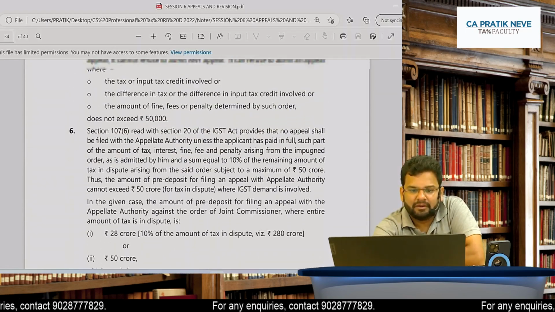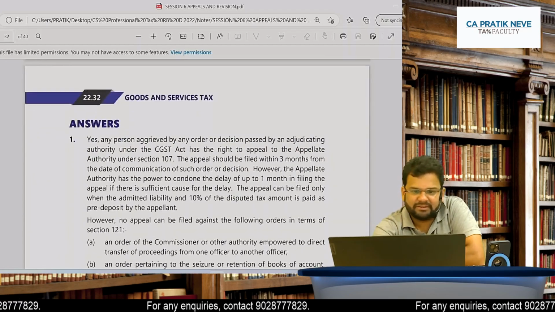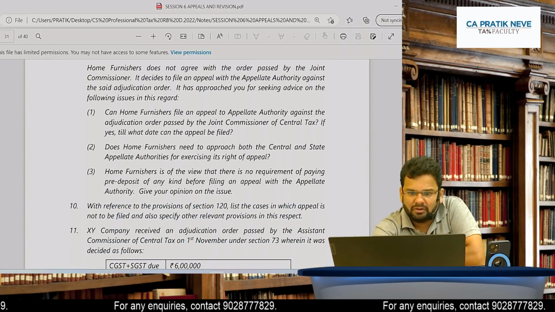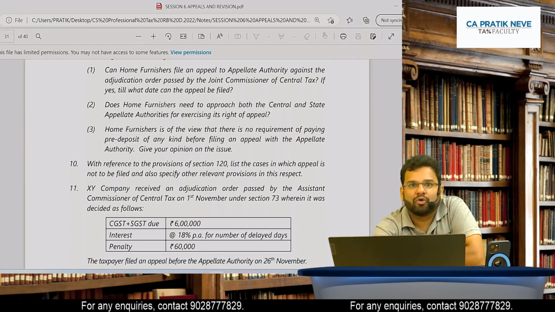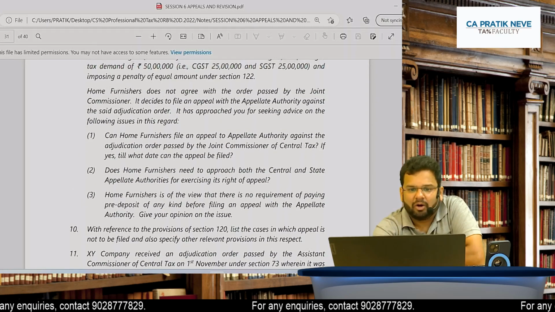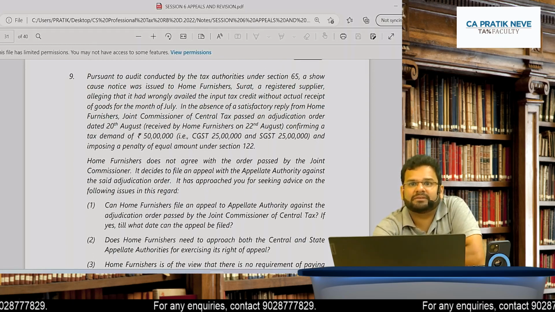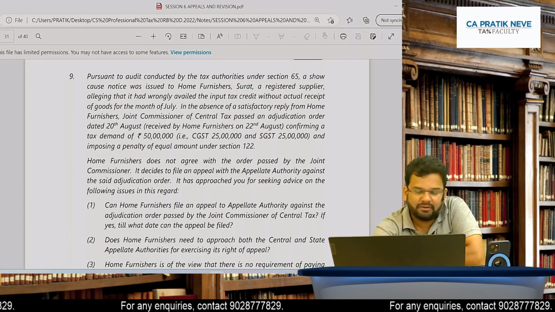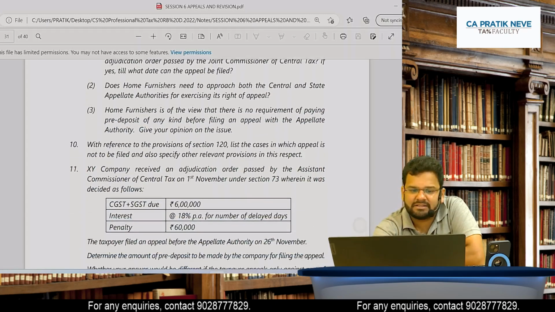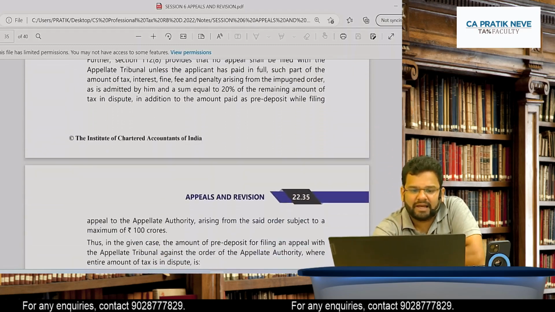Check. What is the third question they're asking you? No prizes for guessing. The third question will be about pre-deposit. How much pre-deposit should be made by them? They are of the view that no requirement of paying pre-deposit. Obviously, they will have to pay when the tax in demand is rupees 25 lakhs each of CGST and HGST. Calculate 10% of that, so 2.5 lakhs each.